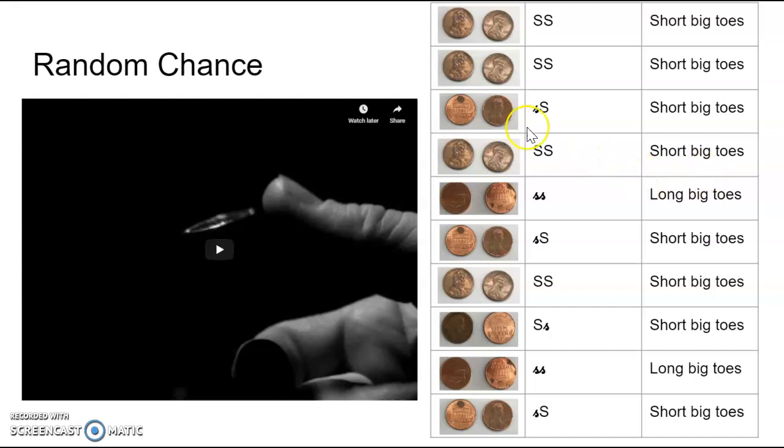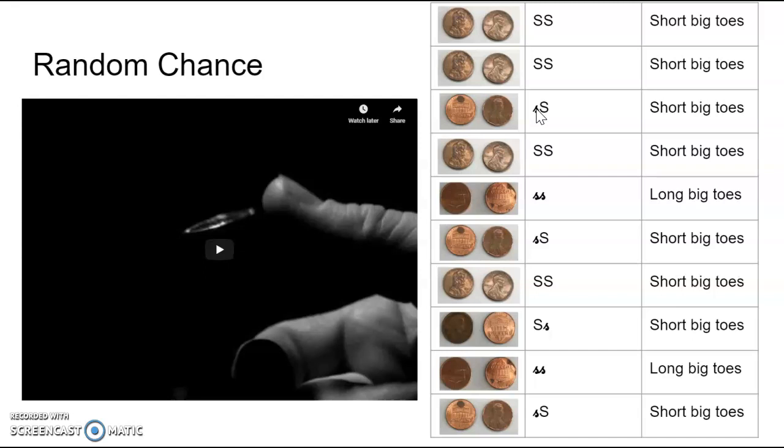Now please notice if I get a tails heads, that gives me the genes little s, big S, or if I get a heads and then a tails like this one, that gives me a big S, little s, but those genotypes are equivalent. So typically we always write the capital letter first and the lowercase letter second, just so that they look the same. So I've written it in the way that these coins were flipped here, but normally we would actually always write the dominant gene first and then the recessive allele second.